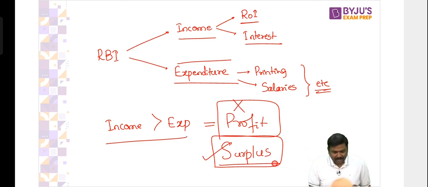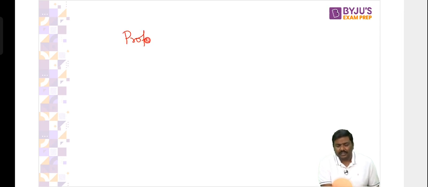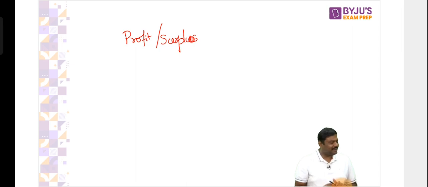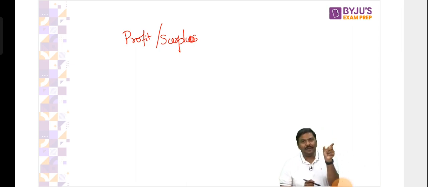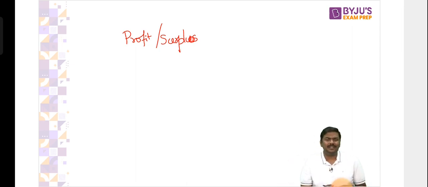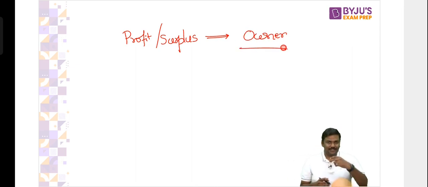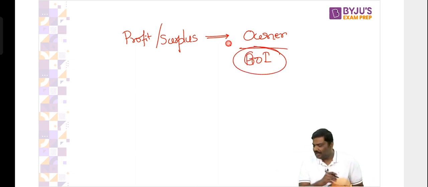Now, what happens next is important. Have a look at this. If a company earns profit or surplus, either way, who should get the profit? Let me check whether you're reading the basics or not. If the company is earning a profit or surplus, who should get it? Go back to the first class. The owner should get the profit or surplus. There should not be any doubt here. Now, second question. Who is the owner of RBI? It is nothing but the Government of India.